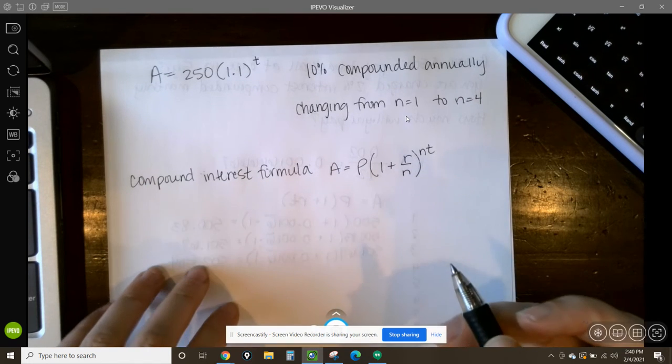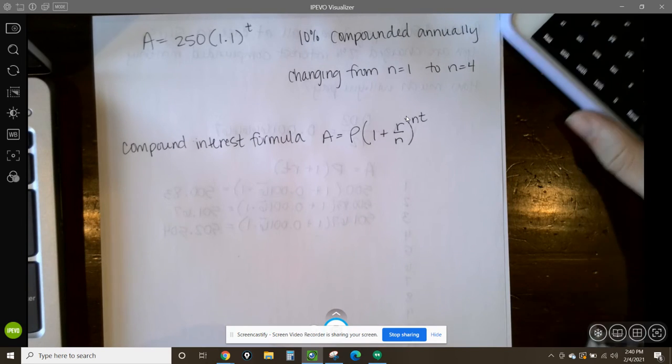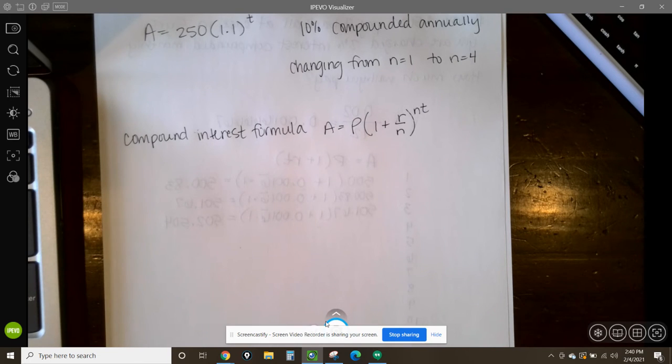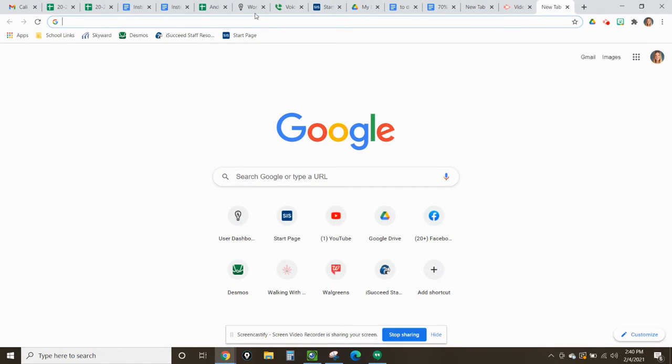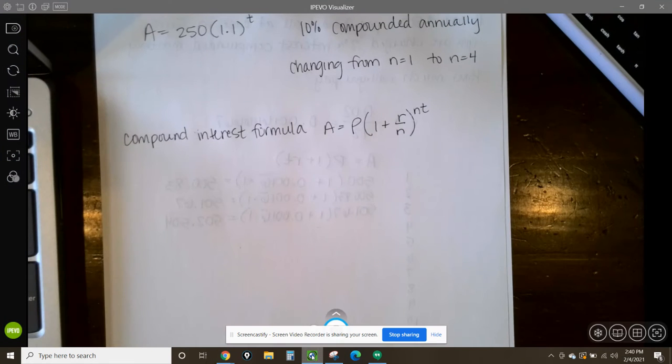So what you're going to do, and just so you know, this is pretty complicated. What you should be able to do in this lesson is follow along. There was an example, let me pull it up. Example 2 is similar. They were changing a 13% compounded annually rate, and they changed it to a monthly rate. So you should be able to follow along an example and change the numbers to meet your example. But some of this stuff is pretty complex. So if you can follow along with what I'm doing, I think that you're doing pretty darn good.